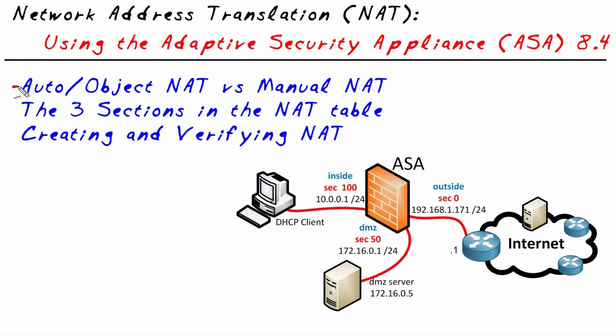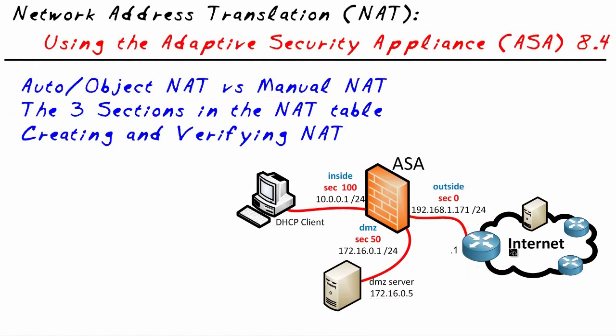In this MicroNugget, we're going to take a look at Auto-NAT, what it does, how it works with objects inside the ASA. We'll also take a look at manual NAT, the 3 sections in the NAT table, and also creating and verifying NAT. As a heads up, you and I know that the internet doesn't support RFC 1918 address spaces, private address spaces like the 10 or the 192.168 or the 172.16 range. However, for this simulation, we're going to treat this network right here as if it's an outside globally routable network. I am doing that right here on this router to make the internet play nicely with us.